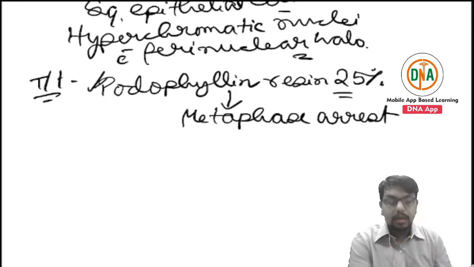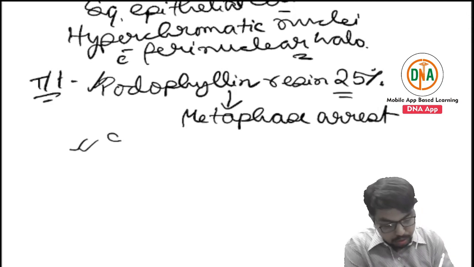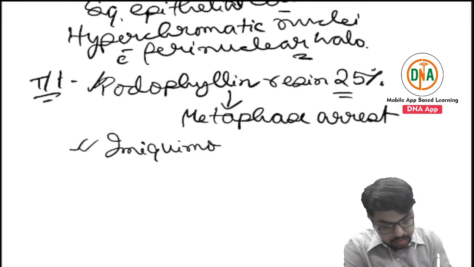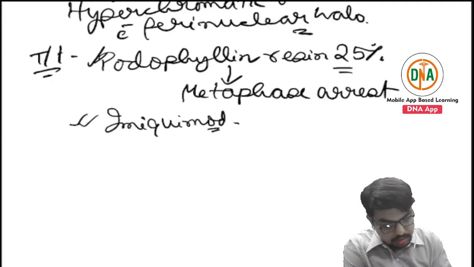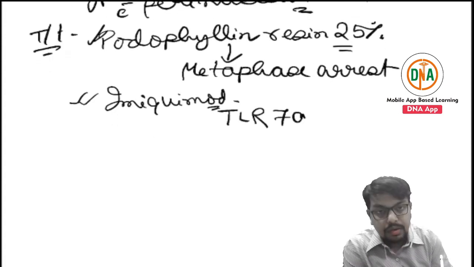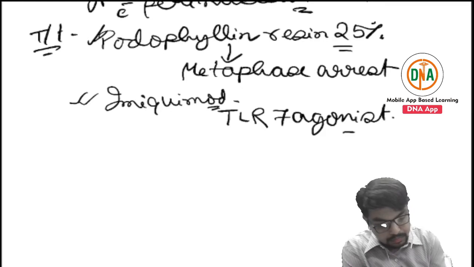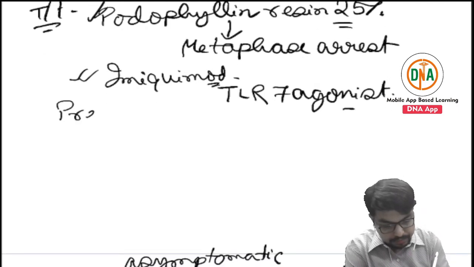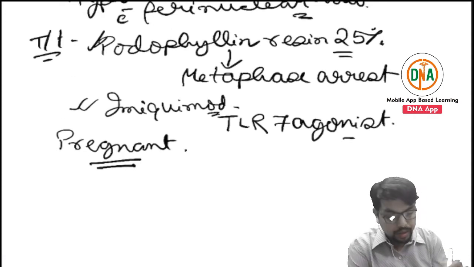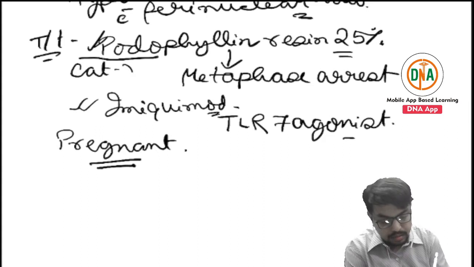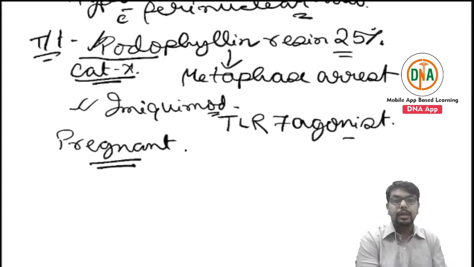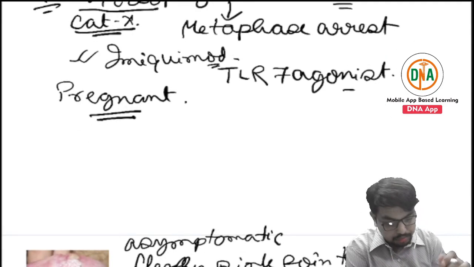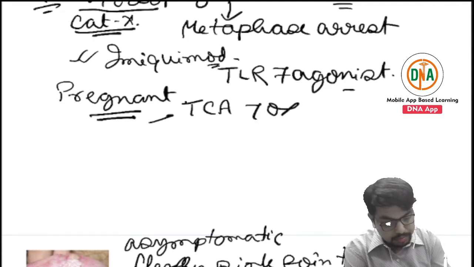Okay. What are other modalities of treatment? We can use imiquimod also. This is a toll-like receptor 7 agonist. Okay, this is an immunomodulator. Okay, now this thing can be used in pregnant patients. The podophyllin is category X. So podophyllin can't be used in pregnant patients. What we do in pregnant patients, we can give some chemical cautery like trichloroacetic acid 70%.